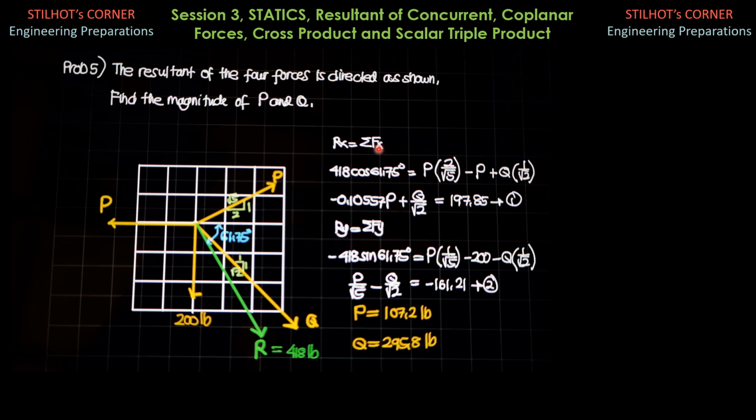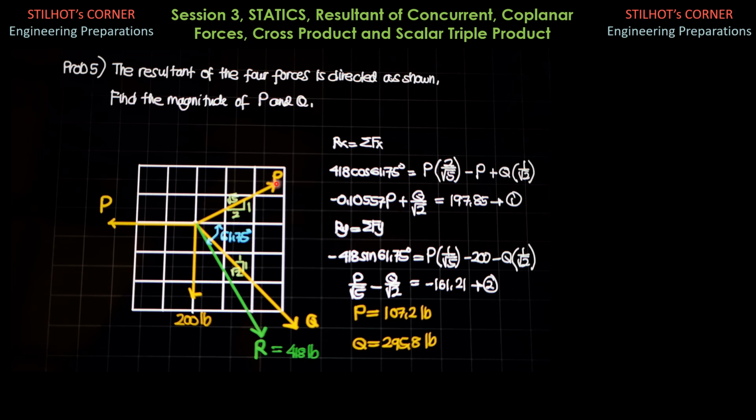Rx is the summation of forces x, and the resultant, this is the specified resultant. It has a magnitude of 418 pounds, and the angle specified is down to the right, and the angle it makes with the horizontal is 61.75 degrees as given in this problem. So therefore the x component of R is positive 418 cosine of 61.75 degrees, and it is the sum of x components of all forces in this system.